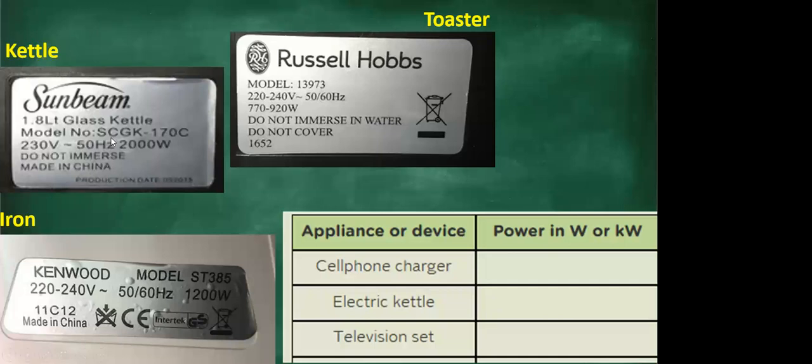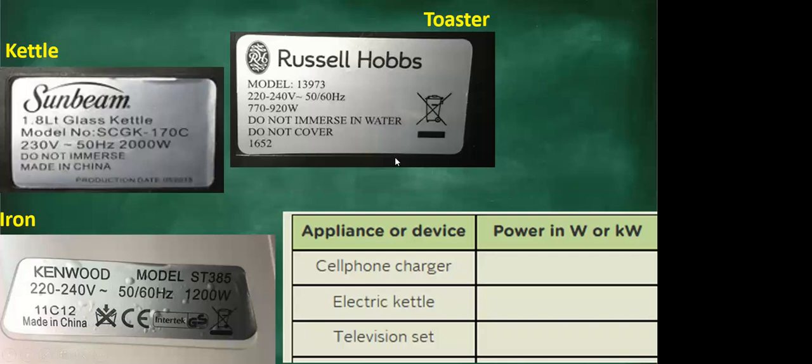My kettle uses 2,000 watts. These are just stickers at the back of my appliances. This is my toaster. It uses between 770 to 920 watts. And lastly, my iron uses 1,200 watts.